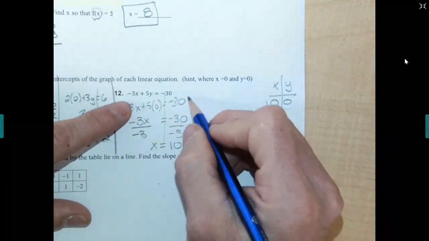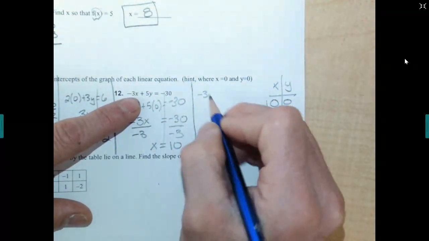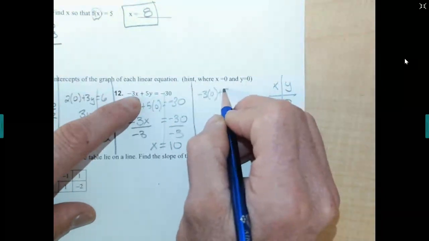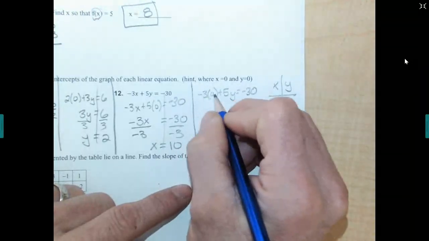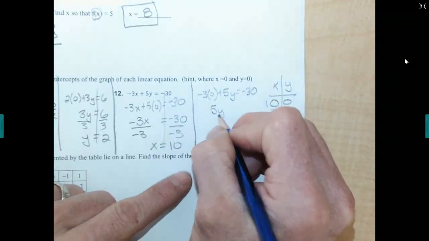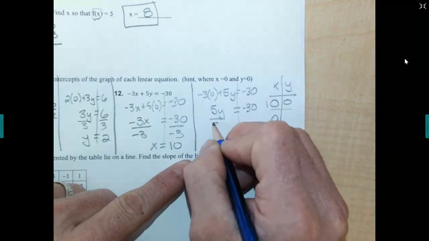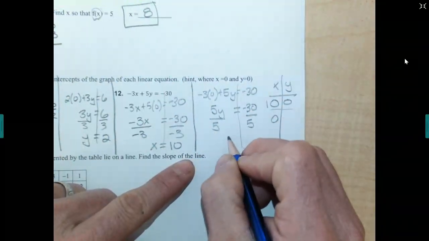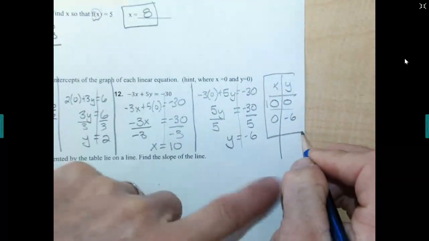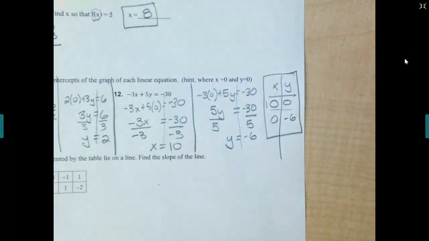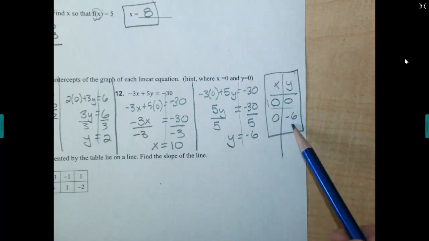We'll do the same thing. Negative 3 times 0 plus 5y equals negative 30. So 3 times 0 is 0. So I have 5y equals negative 30. Divide by 5. Y equals negative 6. So there's my 2. My x-intercept is 10, 0. My y-intercept is 0, negative 6.